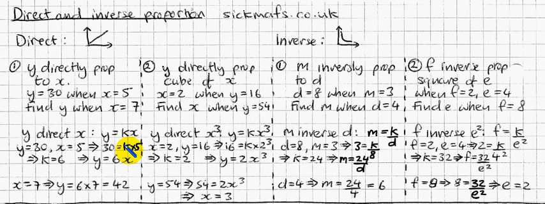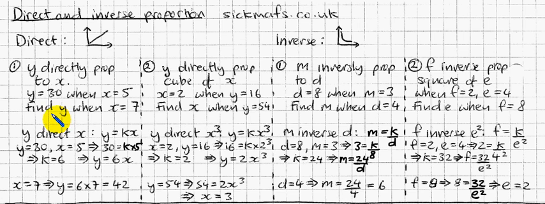So here's one pair of numbers. When y is 30, you're told x equals 5. So replace the y with 30 and the x with 5, and rearranging, you can easily work out that k equals 6. So now you know k equals 6. Instead of y equals k times x, you write y equals 6 times x, or y equals 6x. Now you've got your formula.